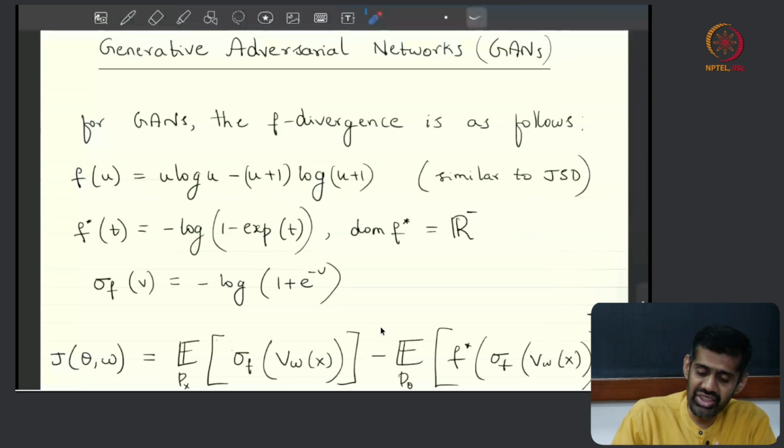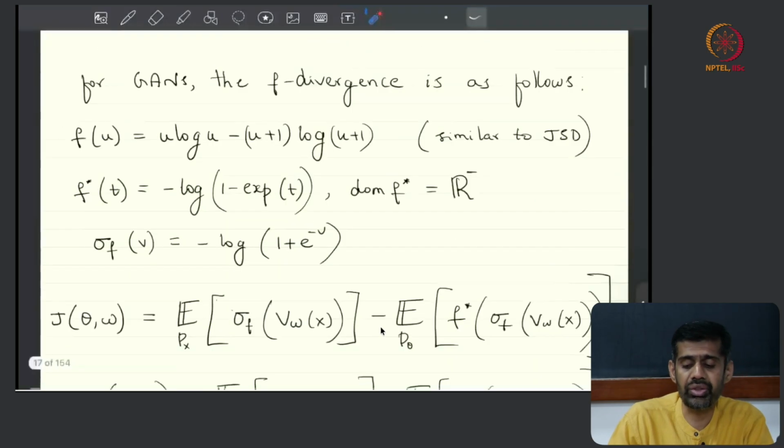So let's look at generative adversarial networks as an example or an instantiation of this particular framework called VDM. As I said, you start with a choice of an f divergence. In this particular algorithm called GAN, the f function that is chosen is u log u minus (u plus 1) log (u plus 1). This is similar to Jensen-Shannon divergence, not exactly the Jensen-Shannon divergence, because there is a constant factor in JSD which is not there in this f function.